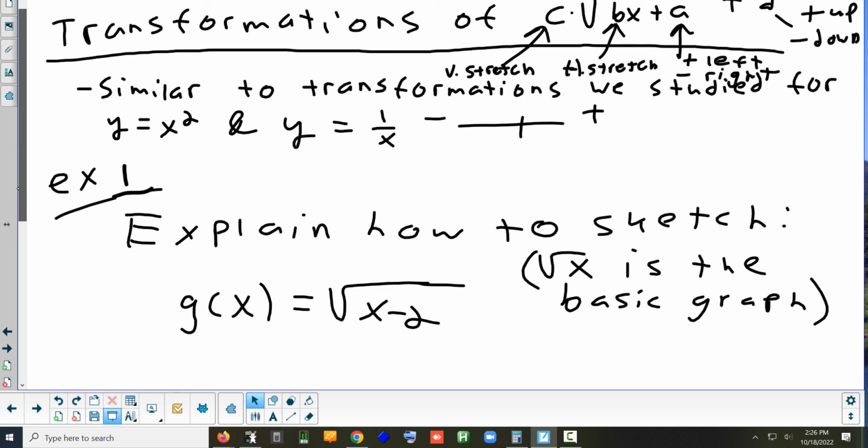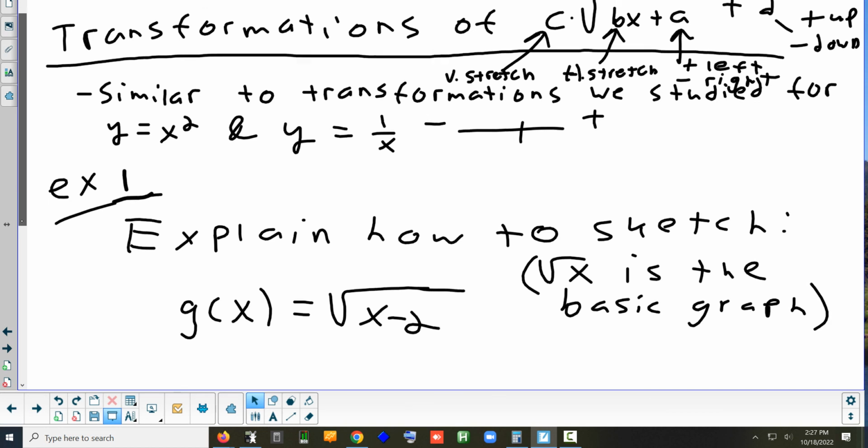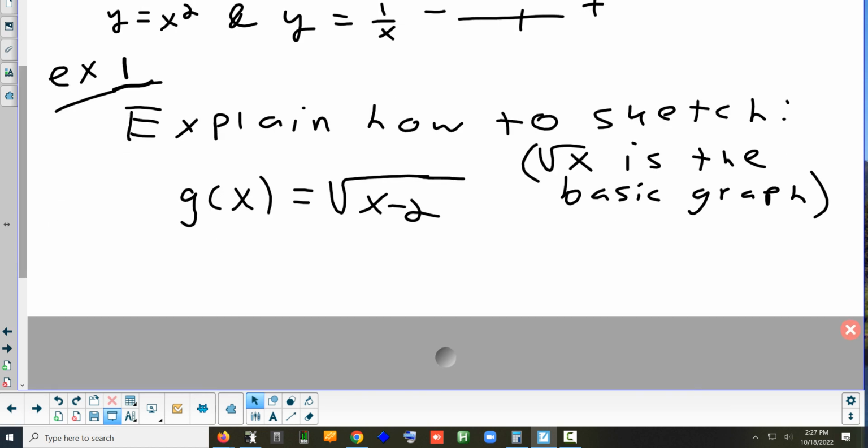So first, how many transformations are happening in this particular problem? It's just one. There's only one thing happening. And what's the minus 2 going to do? Is it going to stretch it vertically by a factor of 2? Is it going to stretch it horizontally? Is it going to shift it left or right, up or down? It's going to shift right 2.